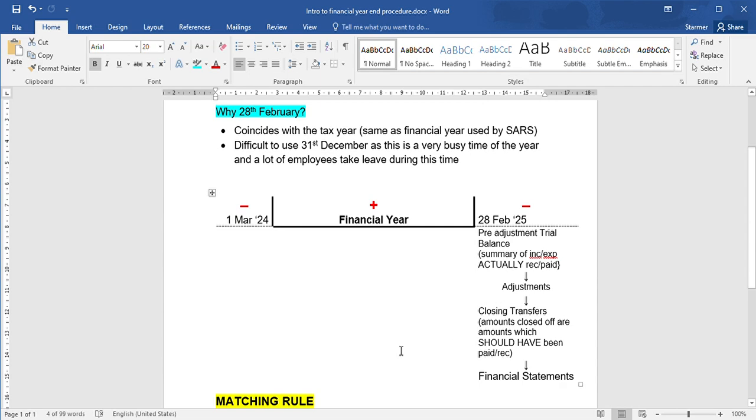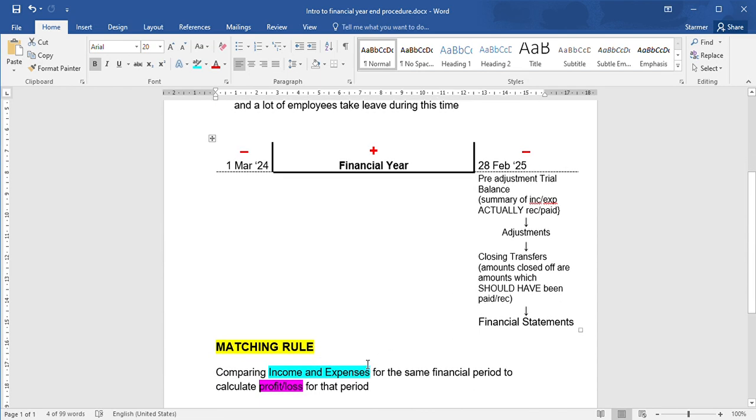What we are ending up trying to follow then, and this is an incredibly important rule in accounting, is your matching rule. We want to make sure that the amounts we record once we finish with adjustments and closing transfers are the amounts that should have been paid or received for this financial year. So you'll see here, I've put a plus. Anything that fits in this financial year will get added. If you paid or received something from last year or for next year, those will get subtracted.